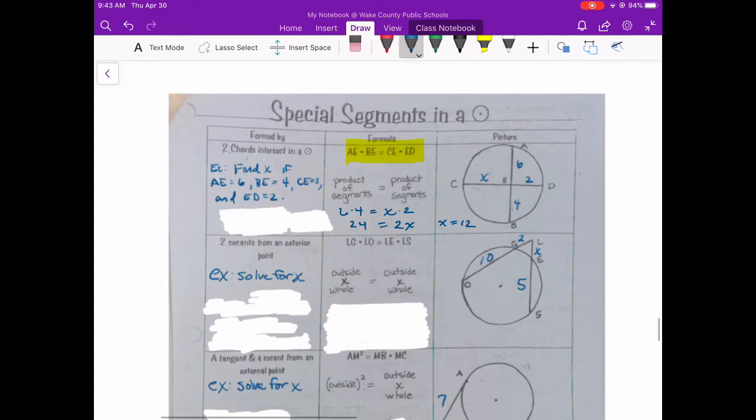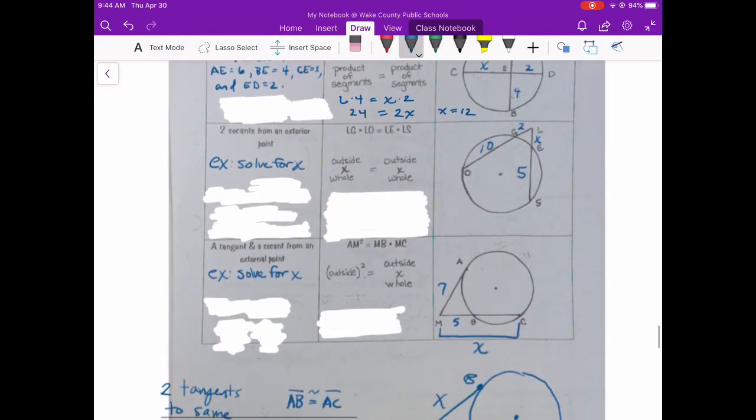Second scenario. If two secants from an exterior point. So that means you've got secants intersecting outside of the circle. So hopefully you can see that real quick. Two secants intersect outside of a circle. It's not going to be the same relationship where part times part equals part times part of the segments, but you do get something interesting. So what you end up with is this idea of outside times whole equals outside times whole. And that's going to be a common theme with the next scenario as well. Outside times whole, outside times whole.